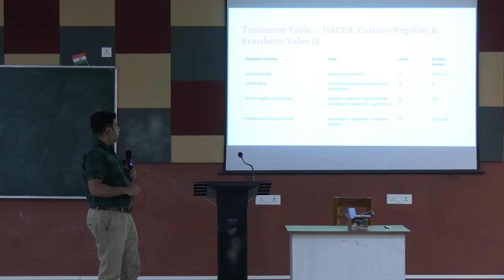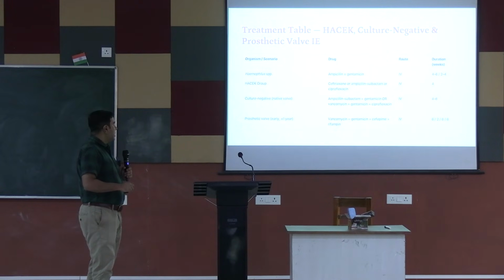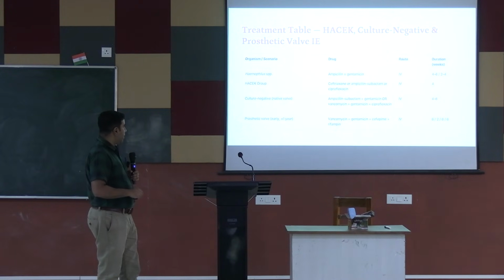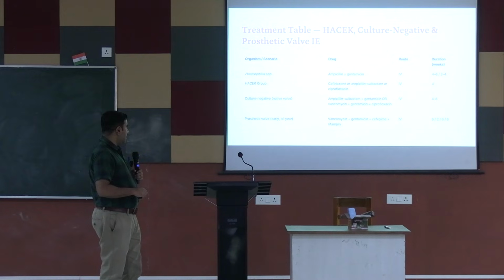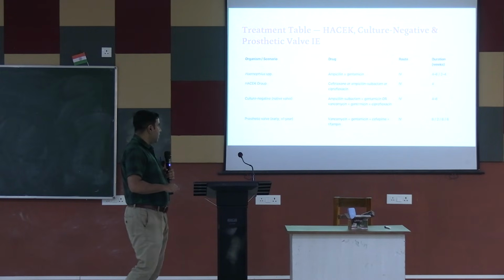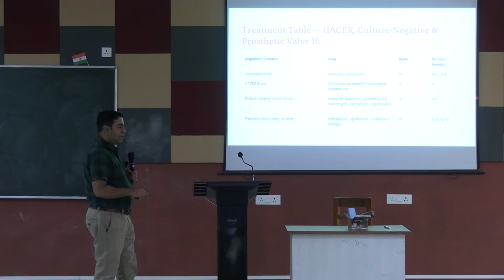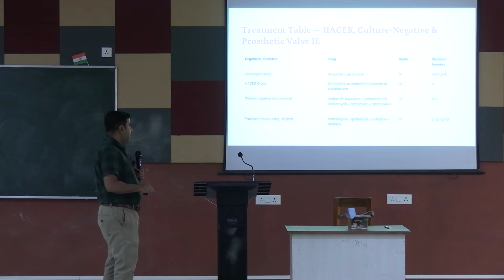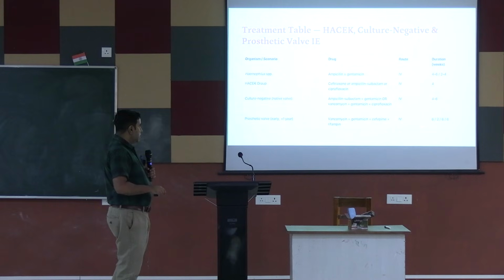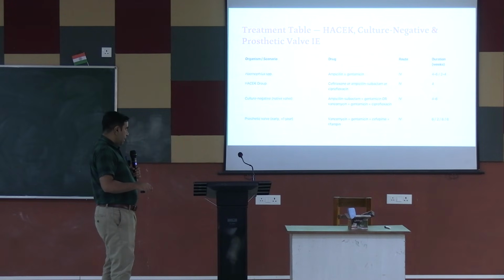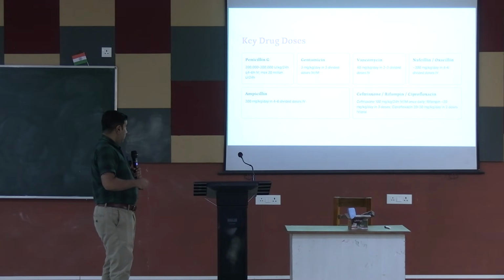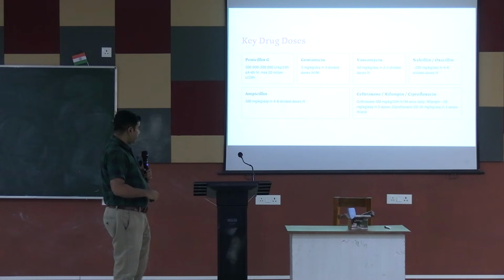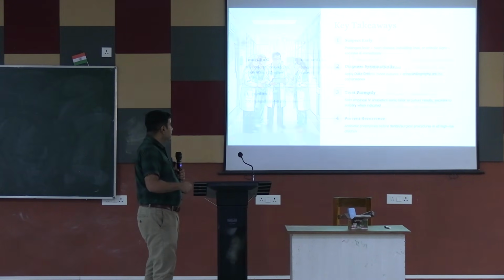Okay, treatment table for HACEK and culture negative prosthetic valve infective endocarditis. Haemophilus, HACEK, ceftriaxone 4 weeks, culture negative ampicillin, sulbactam or gentamicin. This is also for 4 to 6 weeks. Prosthetic valves, vancomycin, gentamicin, cefepime and rifampicin. All these are 6 weeks and gentamicin for 2 weeks. These are the drug doses. This is nothing important in your time.